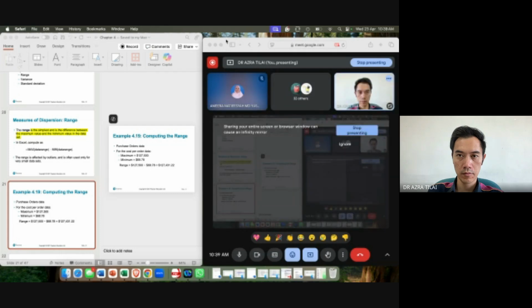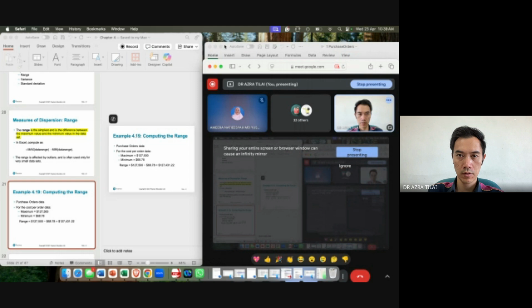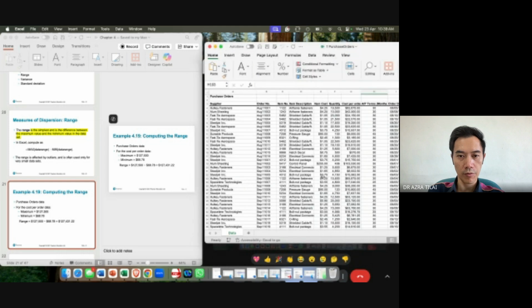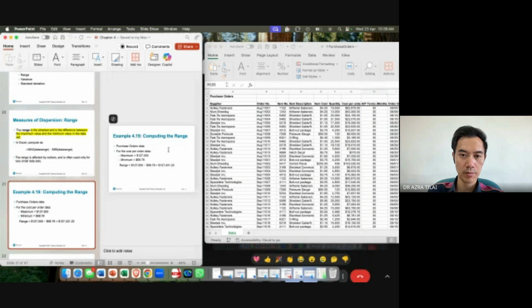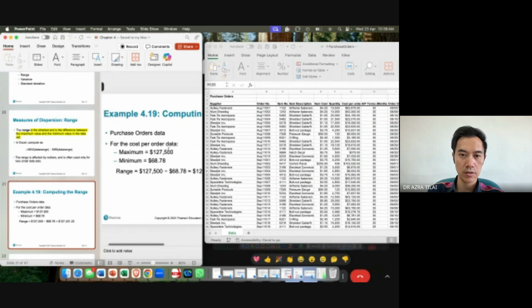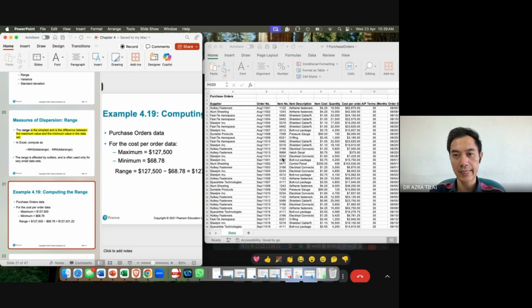Share screen. Share entire screen. Okay. Hopefully you can see this. I know it's quite small, but we try. So this is the purchase order database, data set. I've already shared it to you through the WhatsApp group. I think the first Excel sheet is the data set. I've already downloaded this and opened it, and we will see a lot of data here.